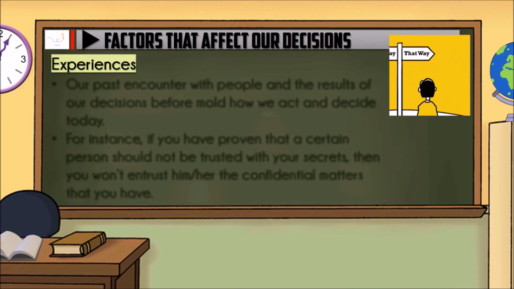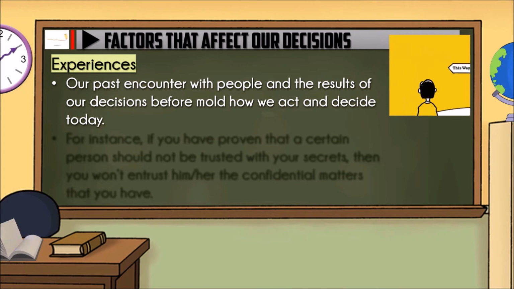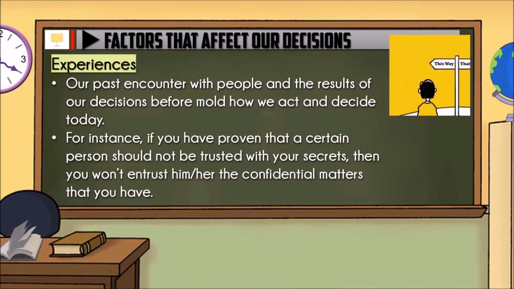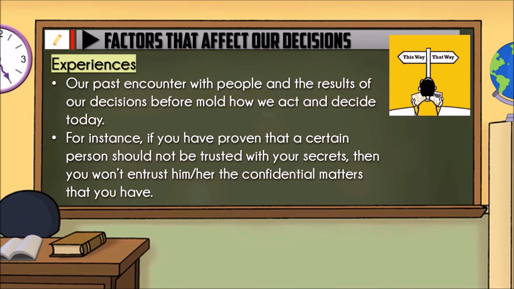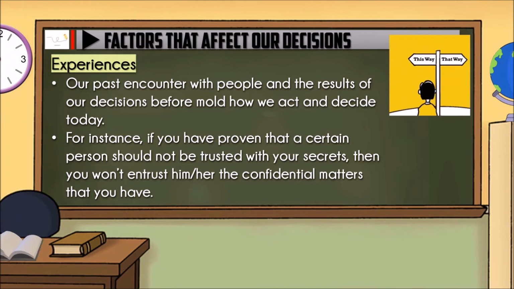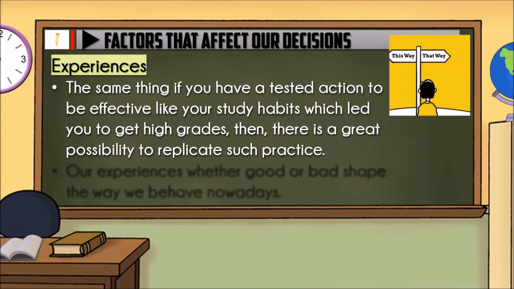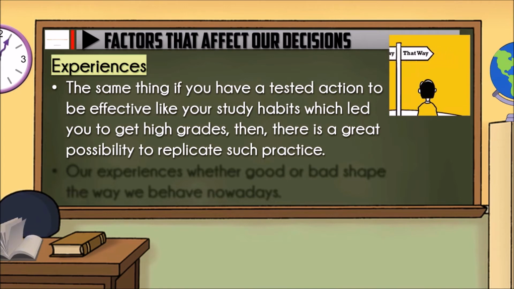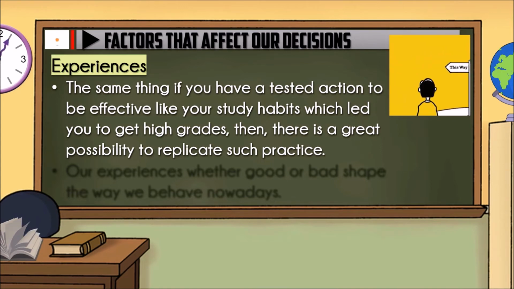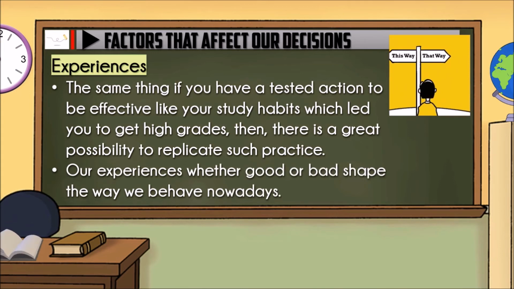Experiences. Our past encounter with people and the result of our decisions before mold how we act and decide today. For instance, if you have proven that a certain person should not be trusted with your secrets, then you won't entrust him or her the confidential matters that you have. Same thing, if you have a tested action to be effective, like your study habits, which lead you to get high grades, then there is a great need to replicate such practice. Our experiences, whether good or bad, shape the way we believe nowadays.